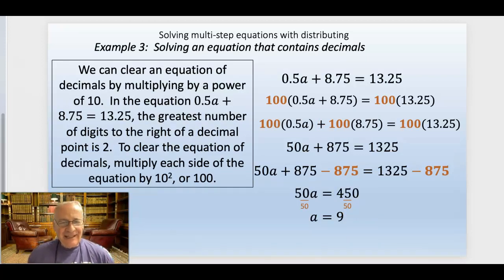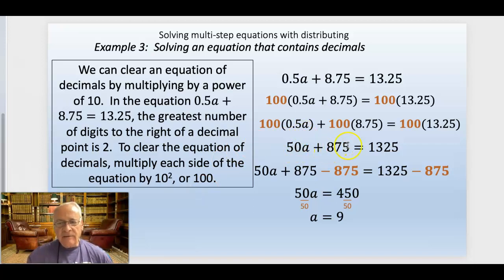Now, sometimes you get a decimal. You can get rid of the decimals too by multiplying each term by some power of 10. You look at the decimals and find the greatest number of digits to the right of the decimal. In this case, it's 2, because of the 0.25 and 0.75. So multiply everything times 10 to the second power, which is 100. That's the same as moving the decimal 2 places for each term. Once you've done that, now you have whole numbers.